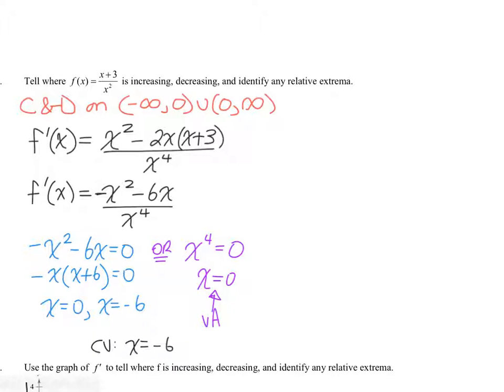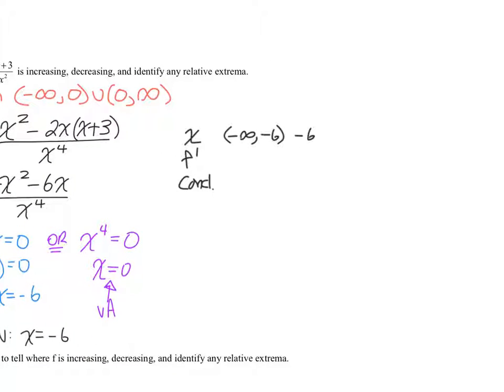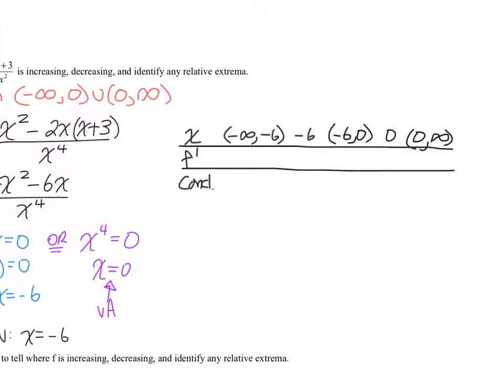So we have two values that we have to account for, the 0 and the negative 6. So x, f prime, conclusion, negative infinity going to negative 6. Stop at negative 6. Stop, take a look around. See what's going on at the negative 6. I'll put my lines in after the fact. Negative 6 to 0, 0, stop, take a look around at 0, then 0 on to infinity. Draw some shaky lines.